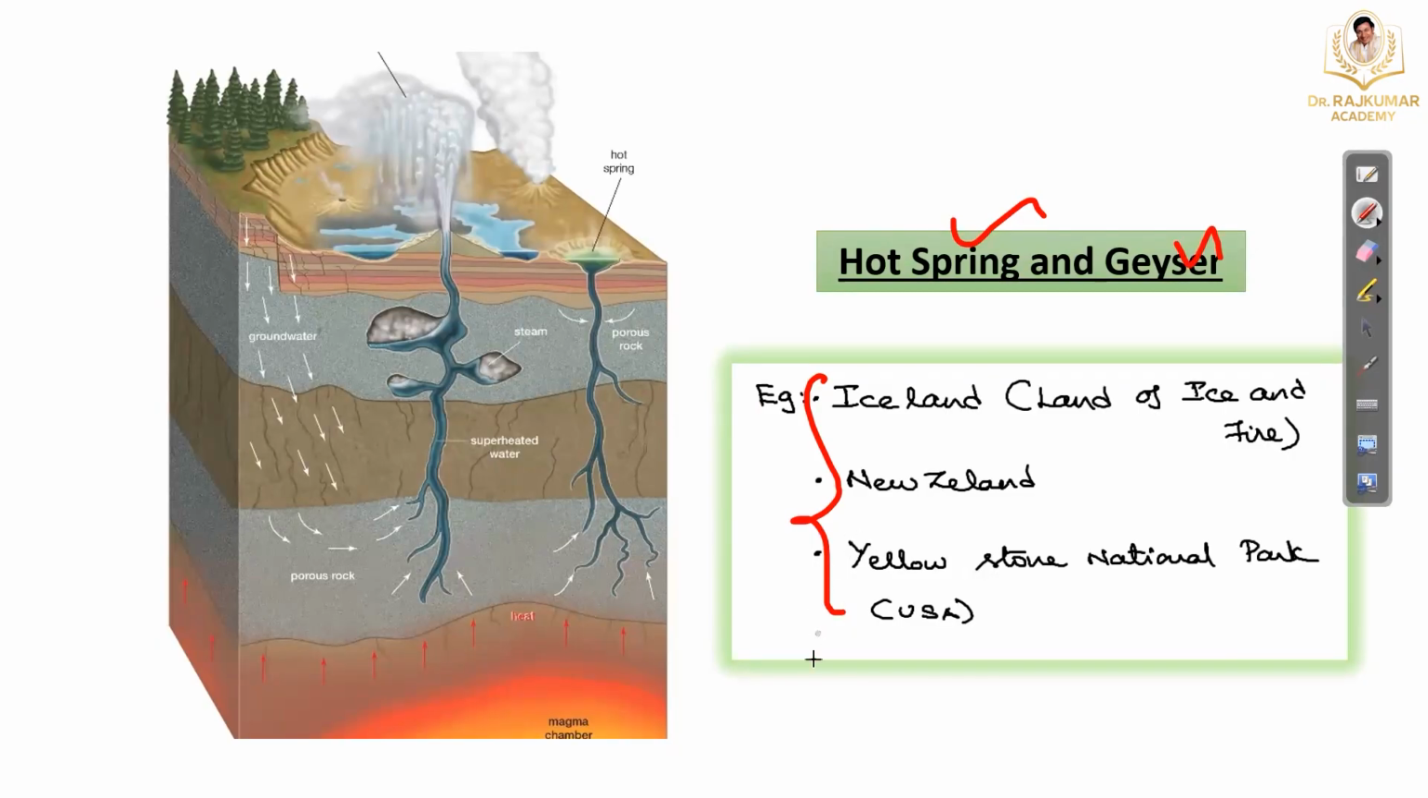For example, my dear friends, Iceland. The entire country is known for hot springs and geysers. Iceland has a nickname. What is the nickname that Iceland has? Iceland is called the land of ice and fire.